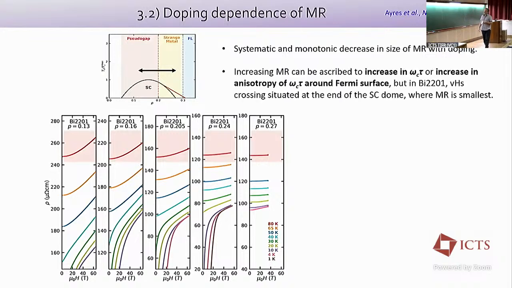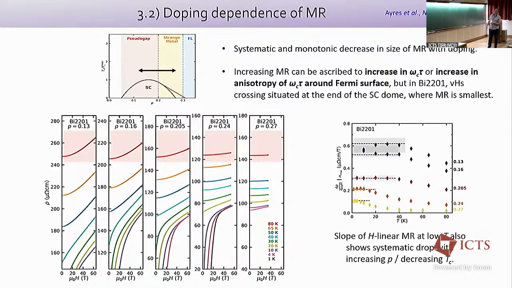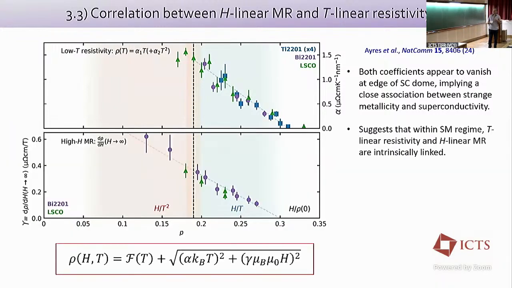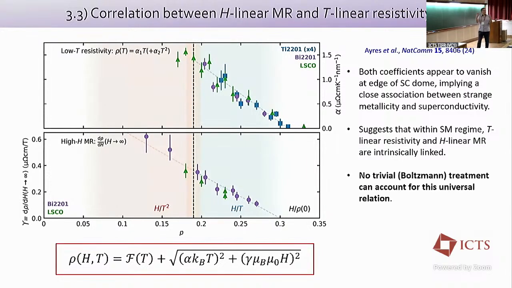If you look at the high field slope, you see that it basically saturates at low temperatures, and there's a systematic drop in the size of this magnetoresistance. We can plot that for all 3 single-layer cuprates that we measured, and we see that the linear MR just tracks the TC, or the superconducting dome, and vanishes around the same point as the coefficient of the T-linear resistivity. This correlation between the H-linear MR and T-linear resistivity, coupled with this H over T scaling, I don't want to bore you with all the details, but there's just no trivial form, even with vertex corrections, that can account for this universal relation.